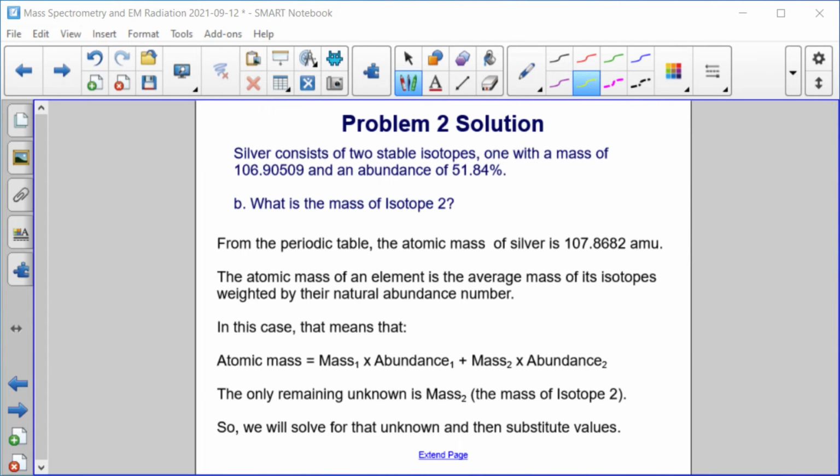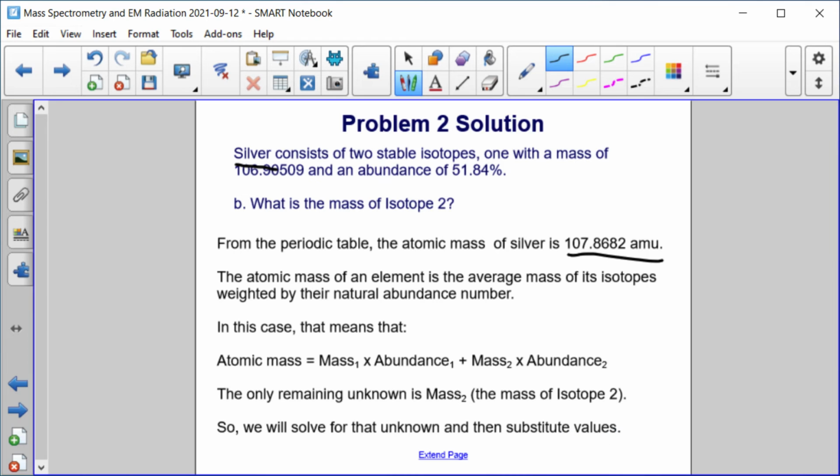And here's a detailed solution of part B for problem 2. What is the mass of isotope 2? So again, from the periodic table, we're talking about silver here. The atomic mass of silver, 107.8682 atomic mass units. The atomic mass of an element, we have it in written form here, in a mathematical form here. The atomic mass is equal to the isotopes weighted by their abundance, right? So the mass of isotope 1 times its isotope abundance plus the mass of isotope 2 multiplied by its abundance.